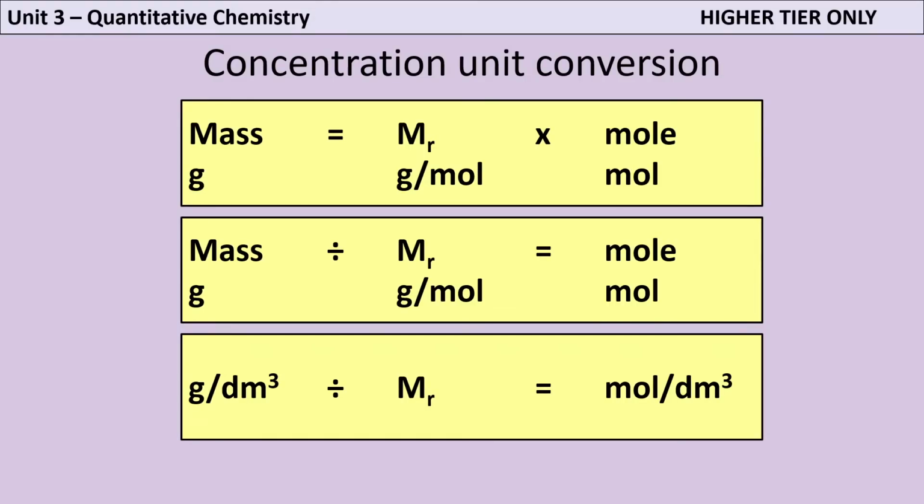Okay, so sometimes they will ask you to convert between a concentration in grams per decimetre cubed and a concentration in moles per decimetre cubed. And this isn't mentioned anywhere in the spec because their argument is if you can convert from grams to moles, which you definitely can, then you can convert from grams per decimetre cubed to moles per decimetre cubed, because it's the same conversion. You just ignore the decimetre cubed and pretend it's not there.